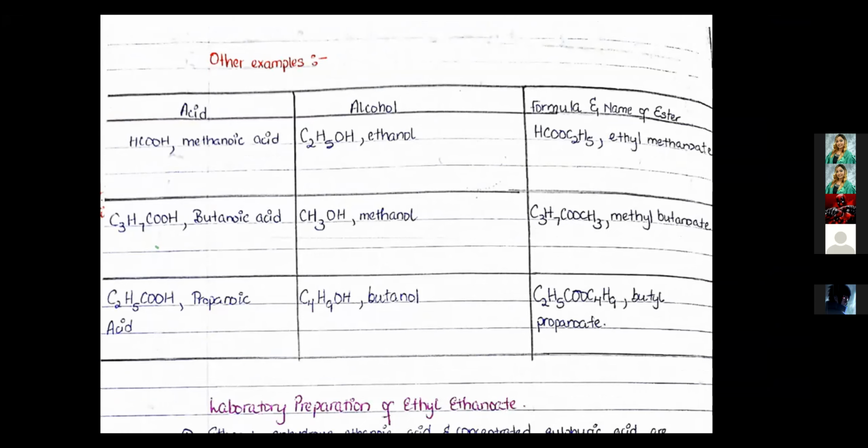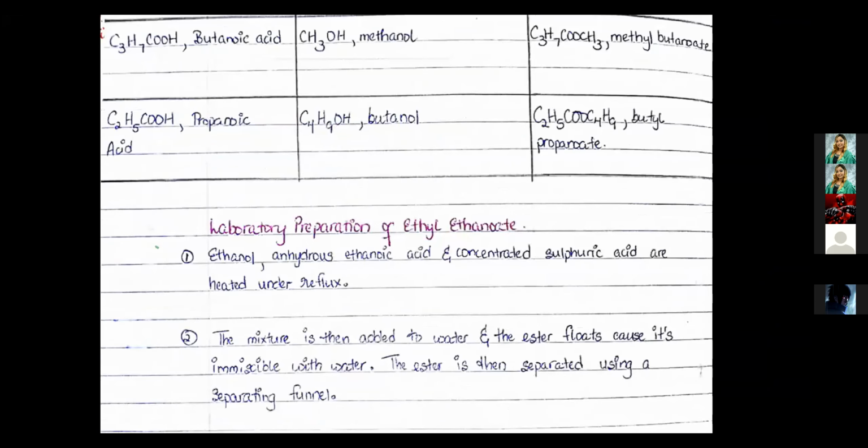All right. Now, with regards to the laboratory preparation of ethyl ethanoate, this is how it goes, right? So you take your ethanol, you add it onto your dry acid with your concentrated sulfuric acid, you heat it under reflux. Reflux is where the vapor is going up into a tube and it's coming back down, right?